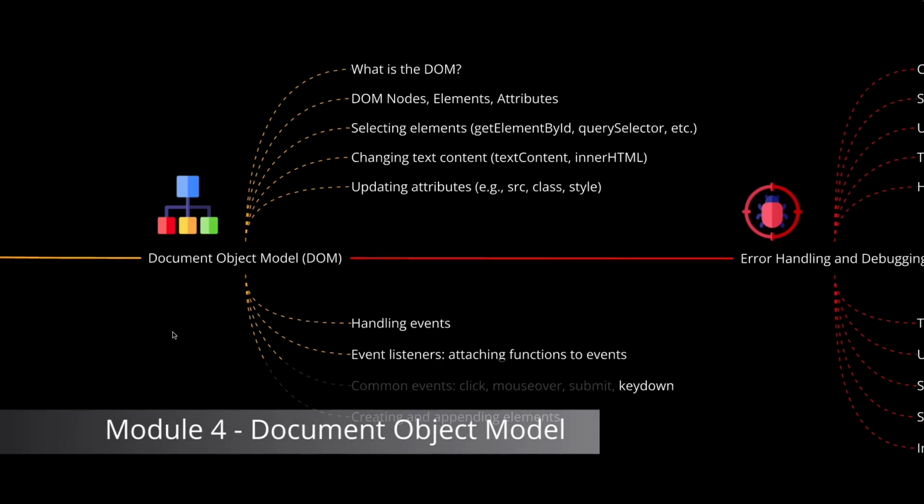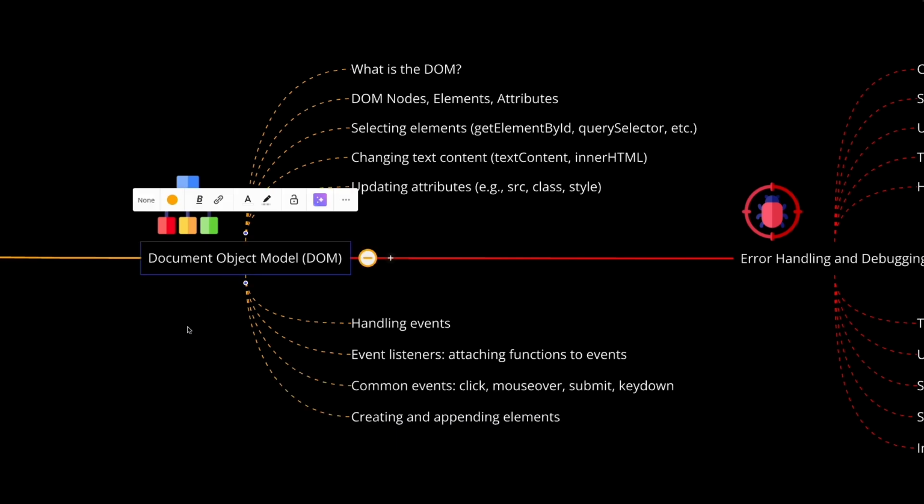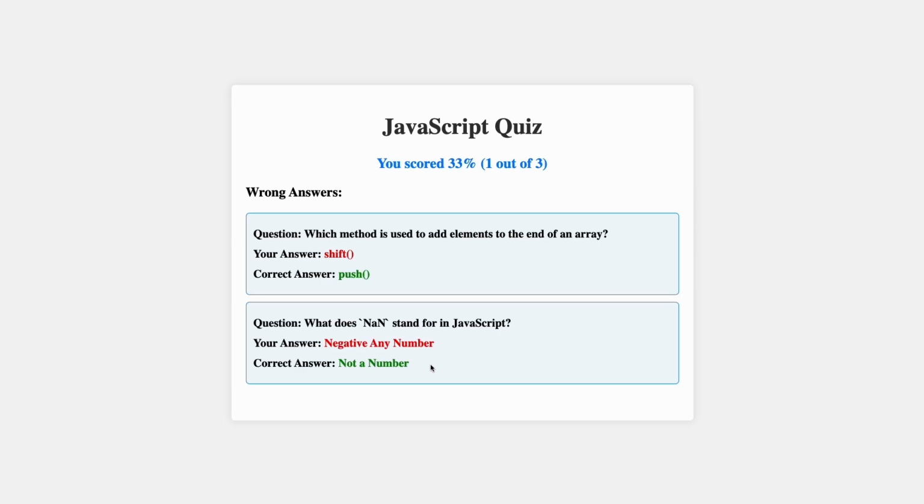Welcome to the DOM section of our JavaScript course, which stands for Document Object Model. In this module, we'll be building this simple quiz app together, and as we go through each lesson, we'll learn new DOM concepts and apply them directly in this app. So this will be a quiz app with multiple choice answers, and you will see the score at the end of the quiz, and you also will see the wrong answers.